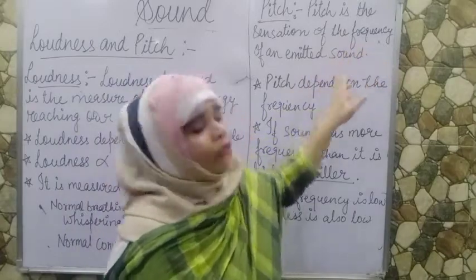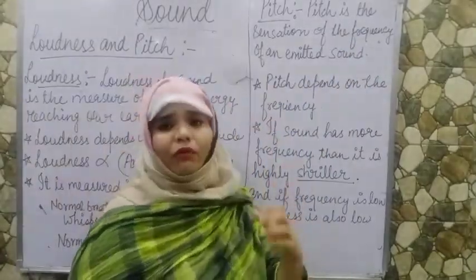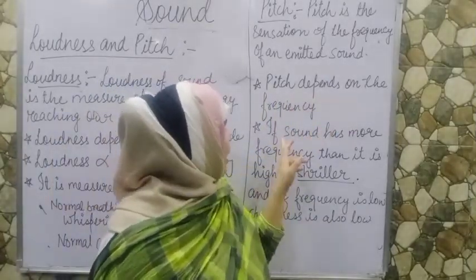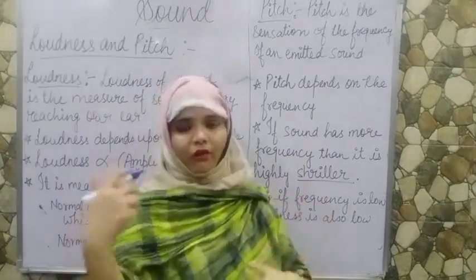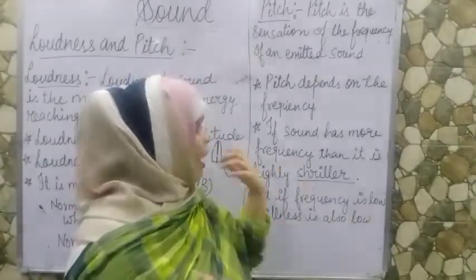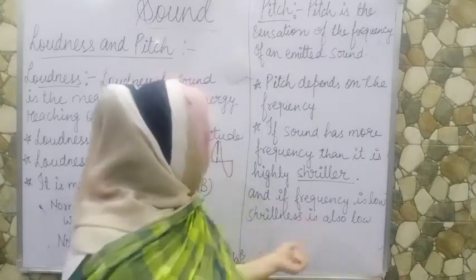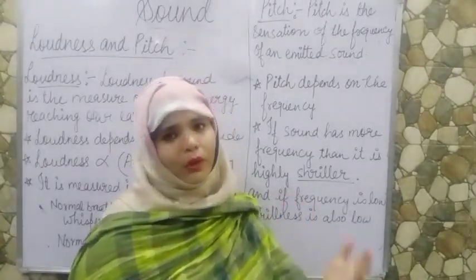The frequency of the emitted sound. We can calculate the pitch by the frequency of the emitted sound. So the pitch depends on the frequency. If a sound has more frequency, then it is shriller. If we say something with a high frequency, then the pitch is very high. And if we say something with a low frequency, then the pitch of the sound is very low.